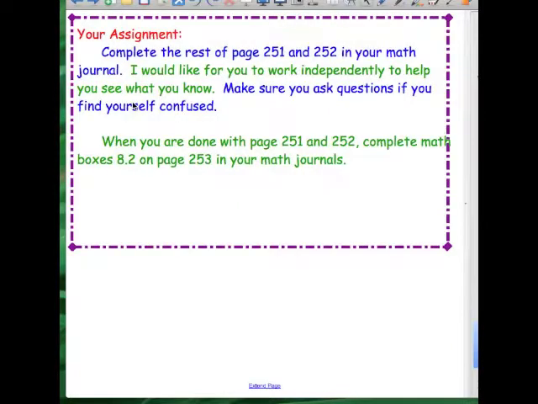Now, for your assignment today, please complete the rest of page 251 and 252 in your math journal. I would like for you to work independently to help you see what you know. Make sure you ask questions if you find yourself confused. When you are done with page 251 and page 252, complete math boxes 8.2 on page 253 in your math journals. Work hard today.